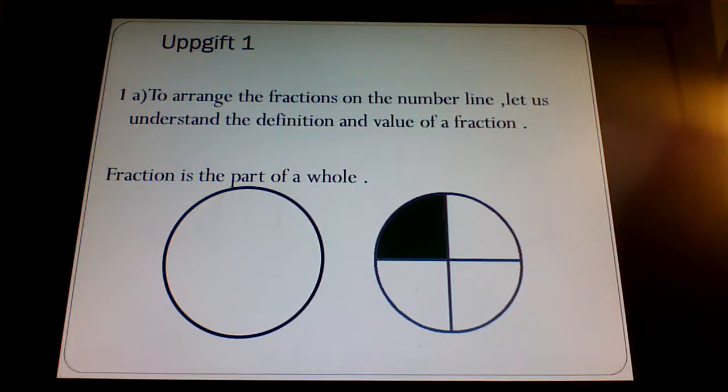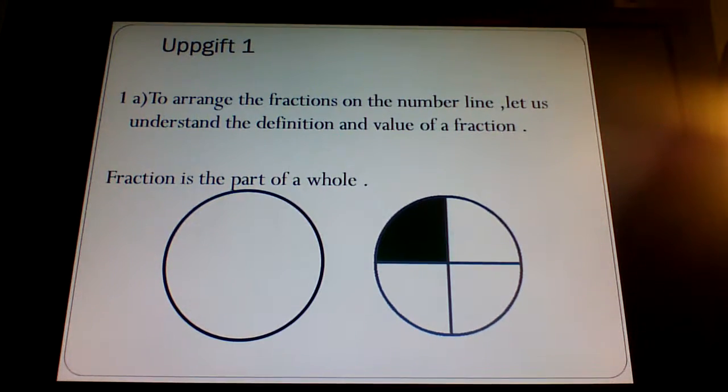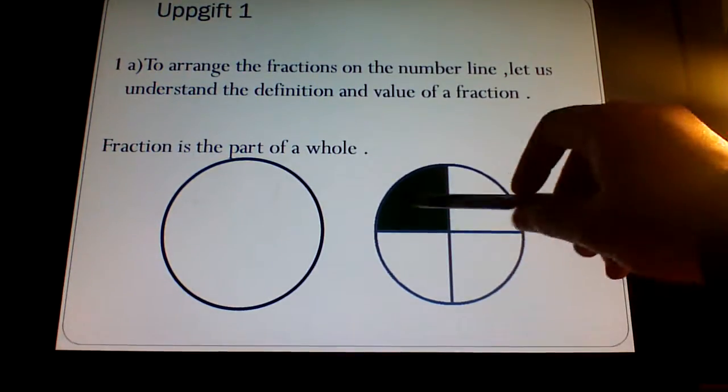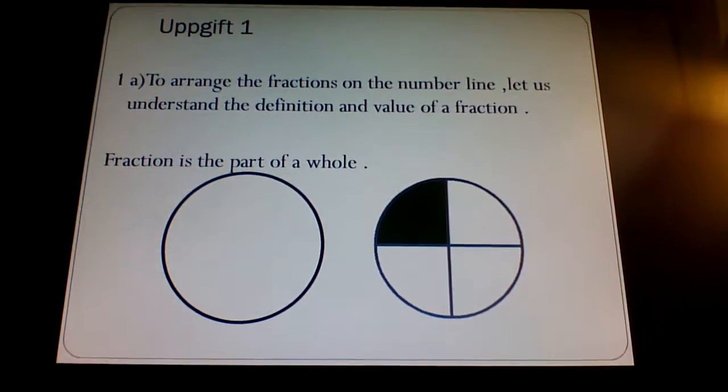Question 1. To arrange the fractions on a number line, let us understand the definition and the value of a fraction. A fraction is a part of a whole. This is the whole and this is 1/4, which is the colored part.